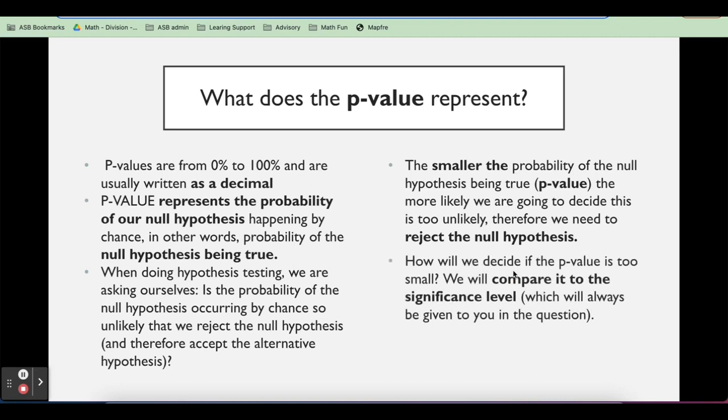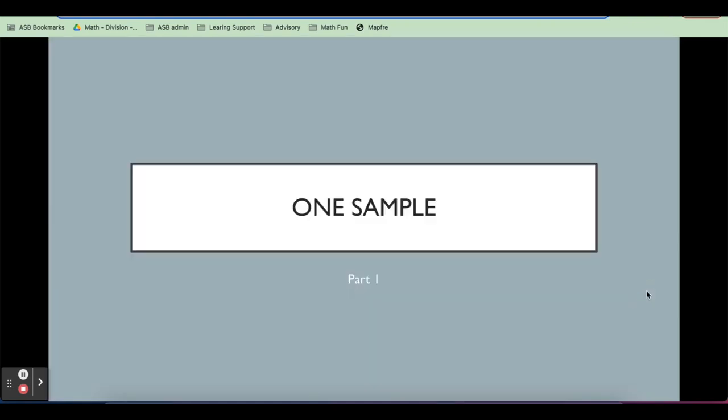And how will we decide if this p-value is too small? Well, we're going to be comparing it to what's called a significance level, and this significance level will be given to you in each question. At this point in the video, if everything I'm talking about doesn't completely make sense, that's okay. We're going to do a lot of examples to try and understand all of this information.